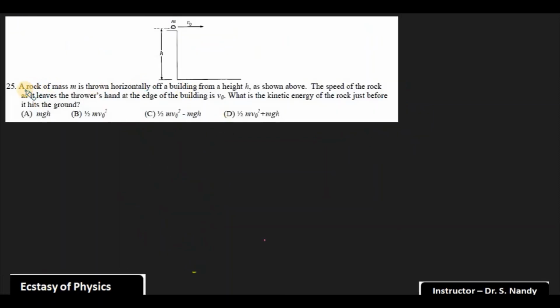Here it is given that a rock of mass m is thrown horizontally off a building from a height h, as shown above. This is the height of the building, represented by h. The mass of the rock is m and it has been thrown horizontally with velocity v0. The speed of the rock as it leaves the thrower's hand at the edge of the building is v0. What is the kinetic energy of the rock just before it hits the ground?